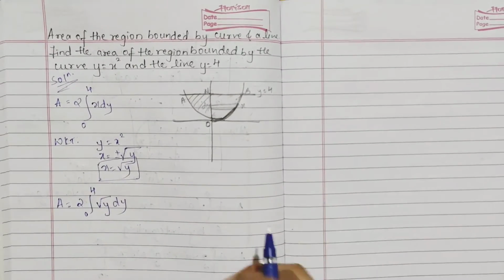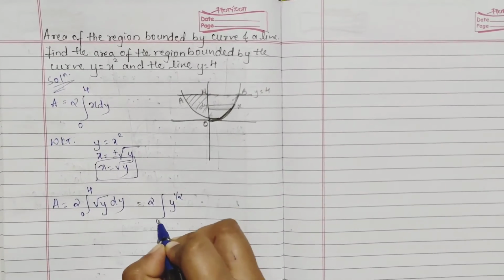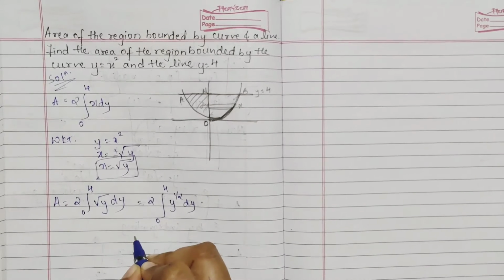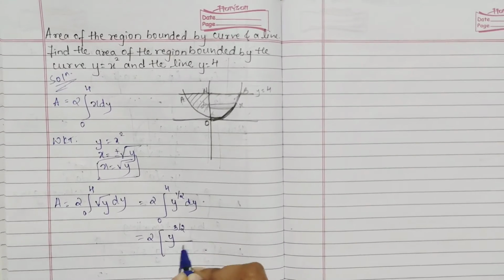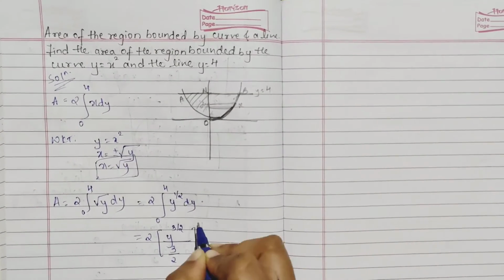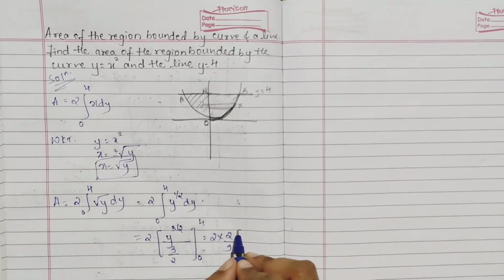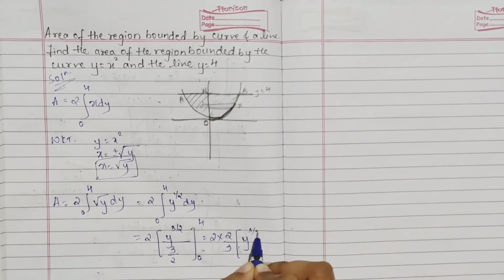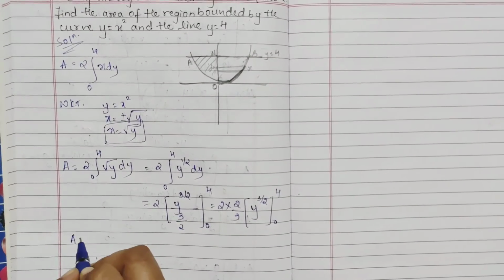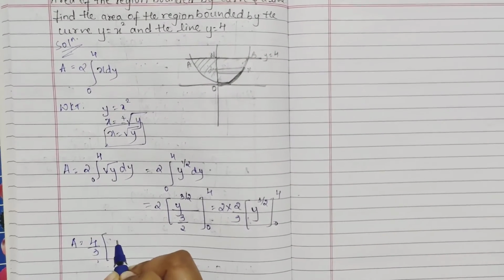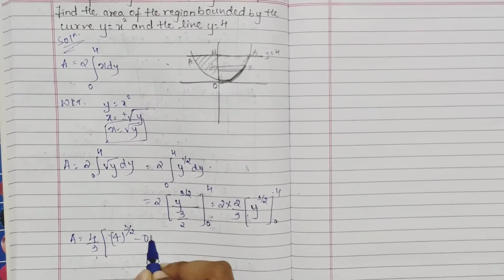Now nothing, you have to just integrate. 2 root y is nothing but y raised to 1 by 2, 0 to 4, dy. So integration will be 2 y raised to 3 by 2 divided by 3 by 2, from 0 to 4. So 2 into, it becomes 2 by 3. So this becomes 2 by 3 y raised to 3 by 2 from 0 to 4. Now substitute your limits. First upper limit minus your lower limit. I'll put here 2 by 3 into 4 raised to 3 by 2, and this is your, as usual, minus.